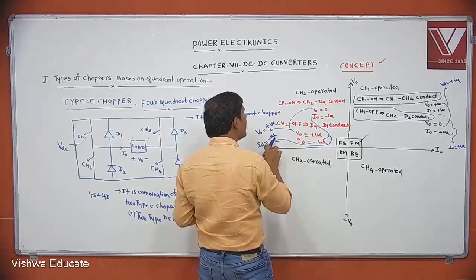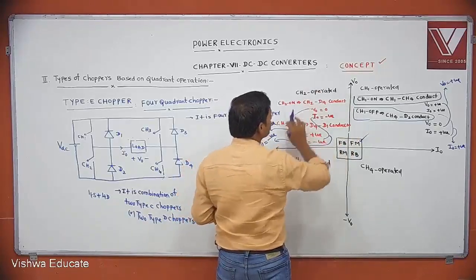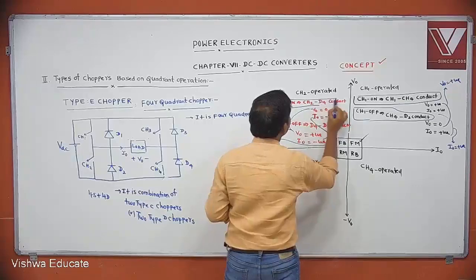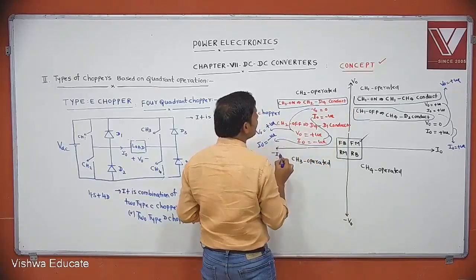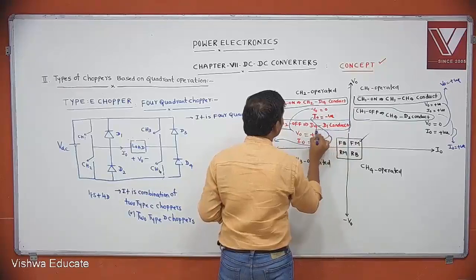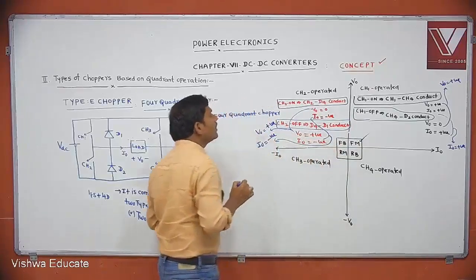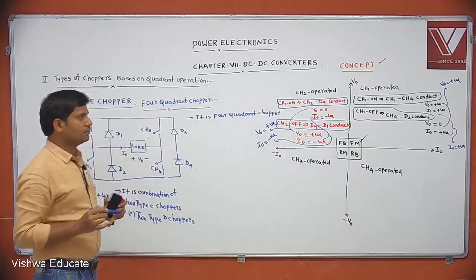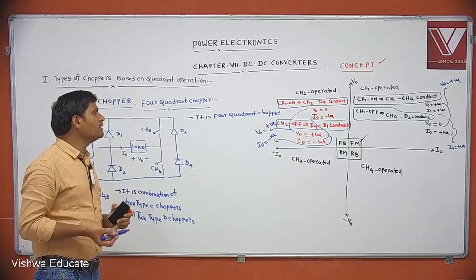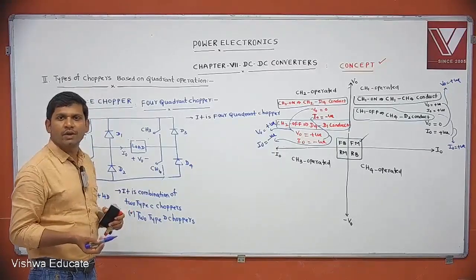V0 positive, I0 negative. Which quadrant? Second quadrant. In the second quadrant, which devices will conduct? If CH2 is on, CH2 and D4 will conduct. If CH2 is off, D4 and D1 will conduct. Like this we can control in the second quadrant.